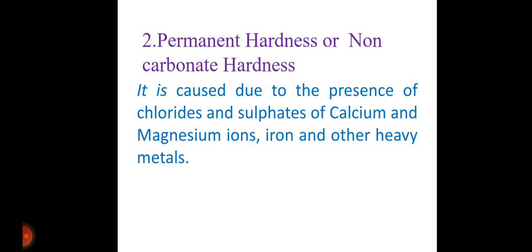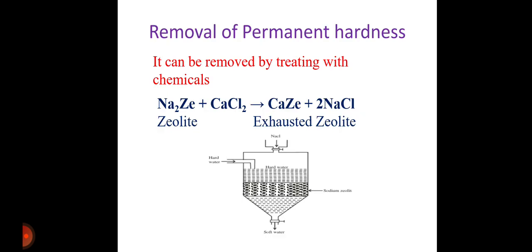Permanent hardness. It is also called non-carbonate hardness. It is caused due to the presence of chlorides and sulphates of calcium and magnesium, iron, and other heavy metals. Removal of permanent hardness. Permanent hardness present in water can be removed by treating with chemicals. For example, zeolite is a hardness remover which reacts with hardness producing salt like calcium chloride to form calcium zeolite along with sodium chloride.